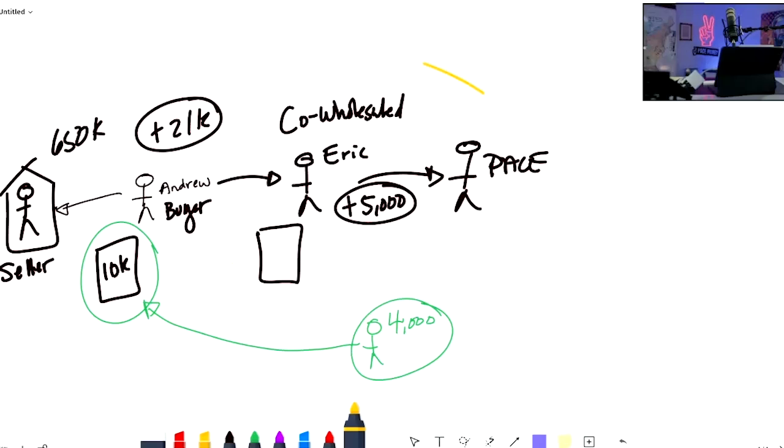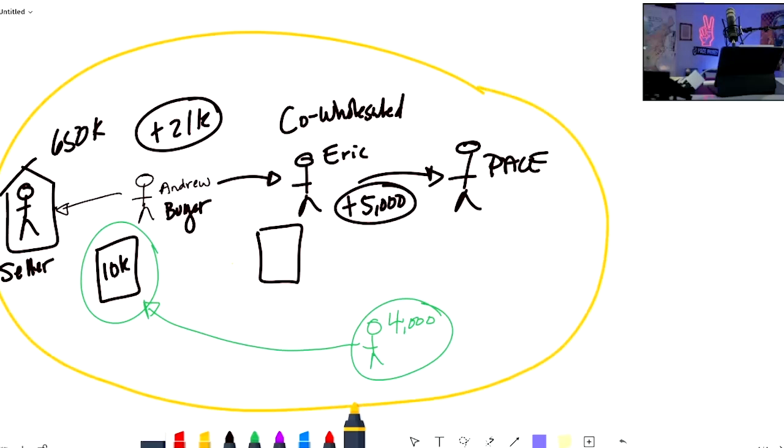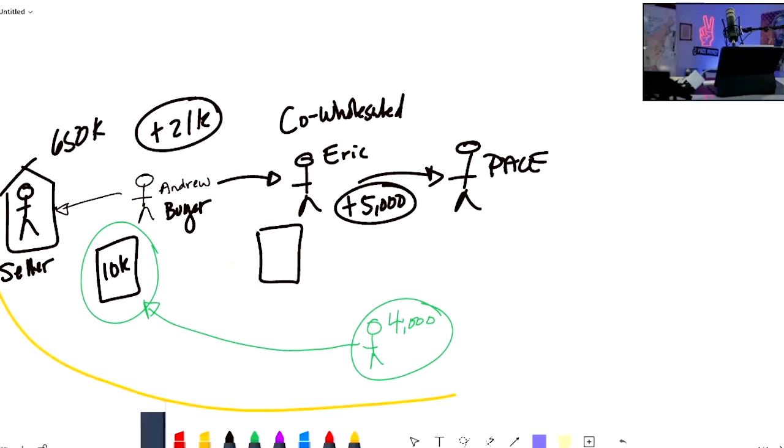Another person that made money on this transaction is the transaction coordinator, the person who did all the paperwork to put all this together, the Gator paperwork, the paperwork for me, all that kind of stuff. Her name is Shelly. She's on my team. She made $1,000 for doing the deal.